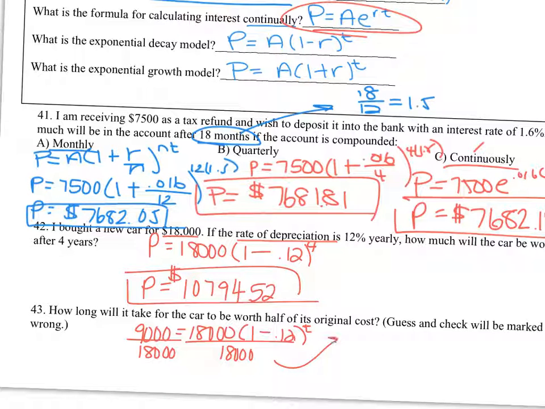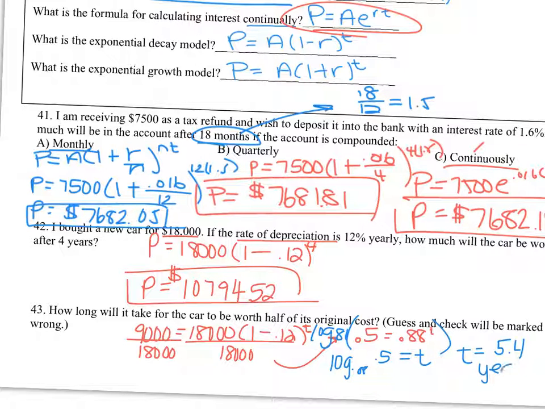So I get 0.5 equals 1 minus 0.12, which is 0.88, to the t power. To get a variable out of the power position, I have to take the log of both sides, using the base, log of 0.88. So this is log base 0.88 of 0.5 equals t. Now I type that in my calculator, and t equals 5.4, which means in about 5.5 years, my car will be worth half its value.